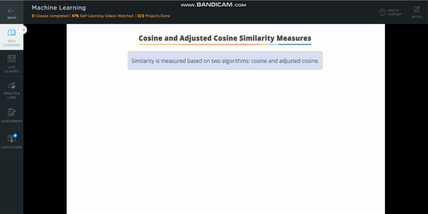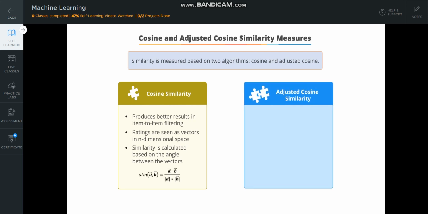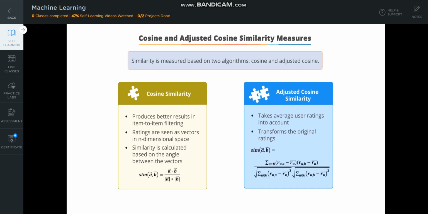The similarity is measured based on two algorithms, cosine and adjusted cosine. Cosine similarity has better impact in item-to-item filtering. Here, ratings are seen as a vector in n-dimensional space, so the angle between the vectors is used to calculate the cosine similarity, whereas adjusted cosine similarity takes average user ratings into account and transforms the original ratings.